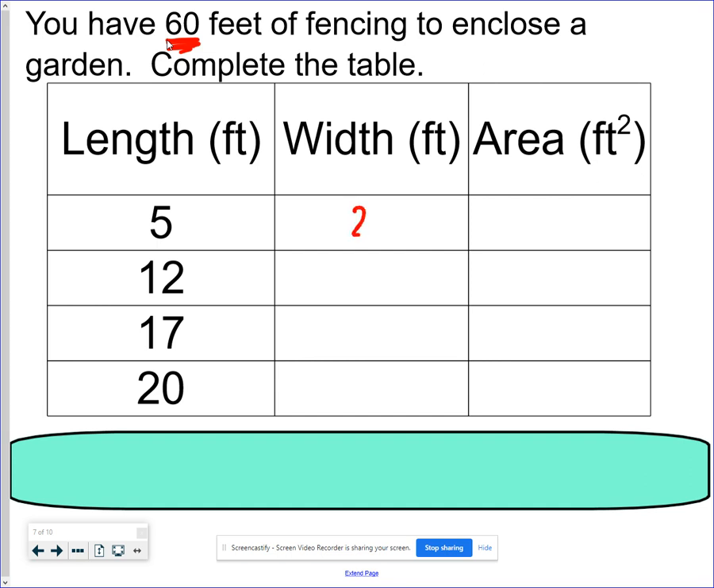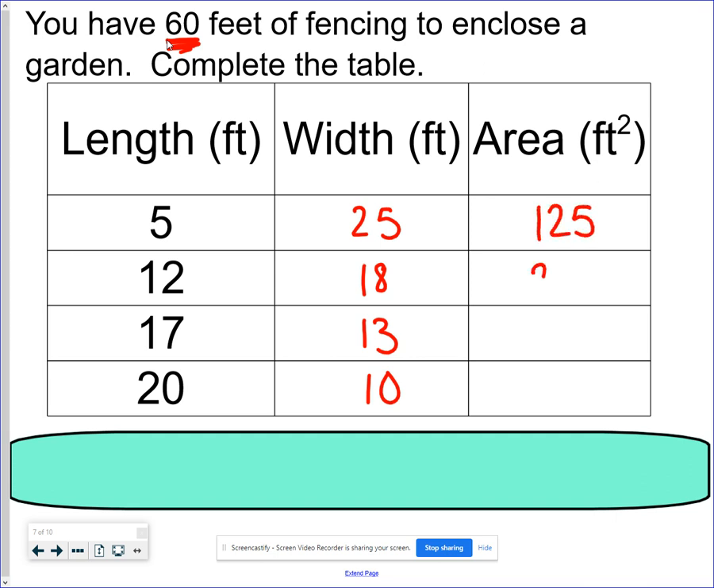5 plus 25 would give me 30. 12 plus 18 gives me 30. 17 plus 13 gives me 30. And 20 plus 10 gives me 30. So those are the right perimeter numbers. Then we can find the area by taking length times width. 5 times 25 is going to be 125.